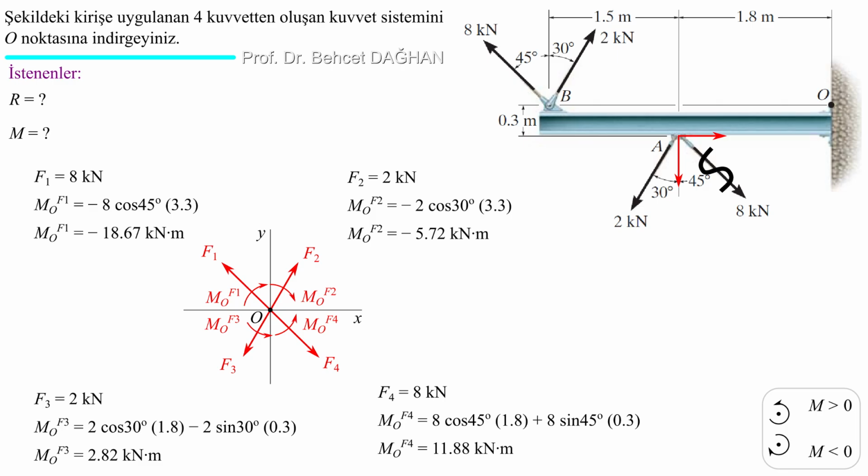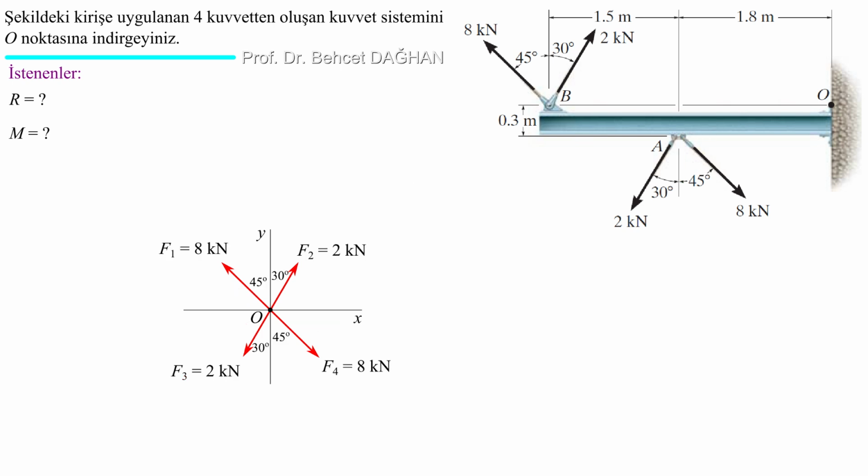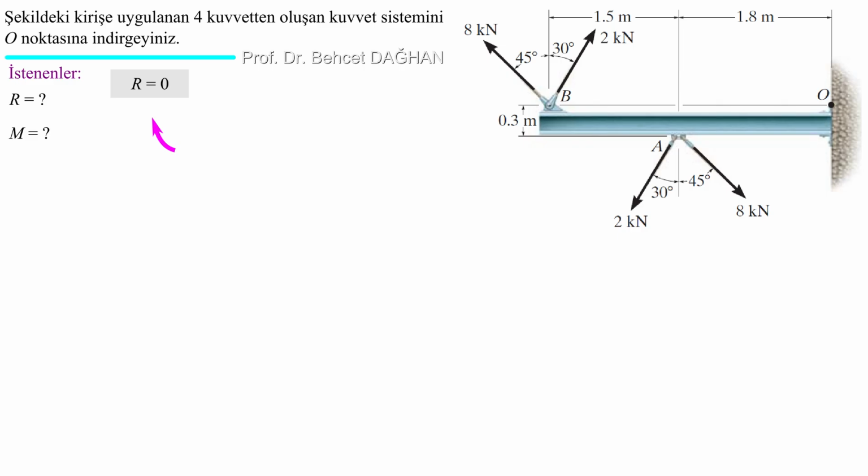Now let's add up these forces and moments and find their resultant. Firstly, let's add forces together. When we examine the figure, we see that the forces in the direction of each other are equally in the opposite direction. Therefore, they cancel each other out. The resultant of this system, the resultant force, is 0. R equals 0.